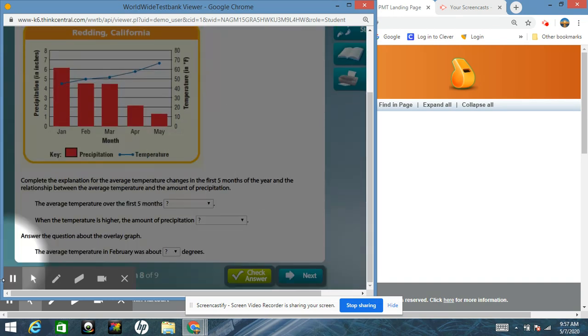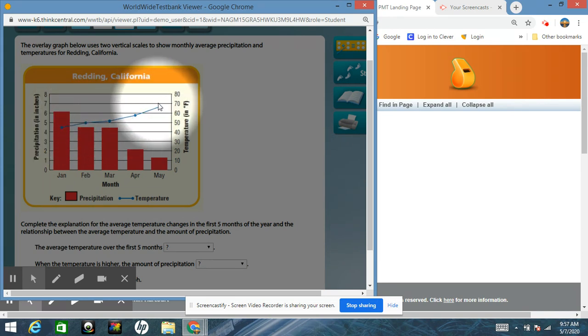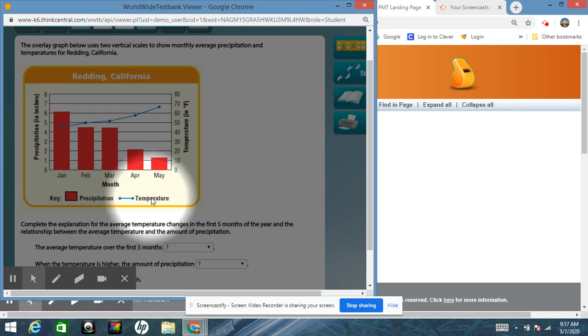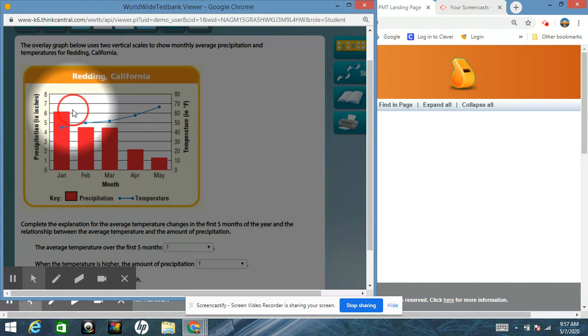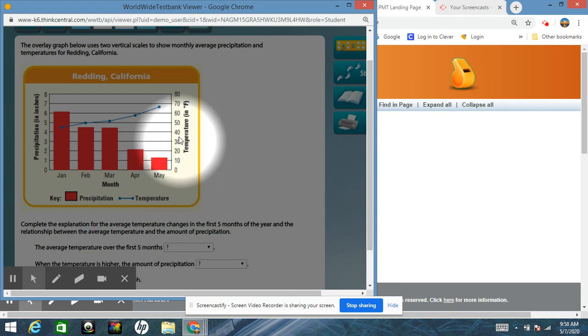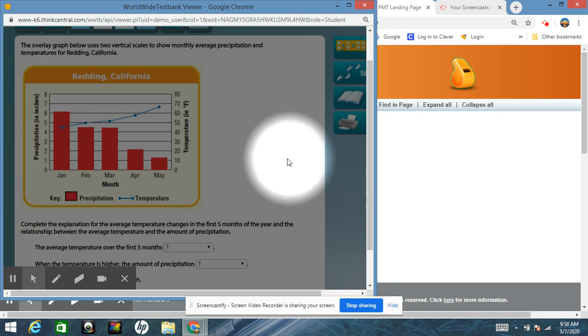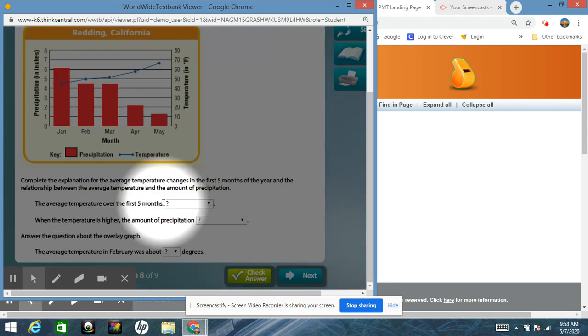Now, number 7 has 2 parts to it. You're going to have this blue line in your graph, which is the temperature, and our vertical graph here is precipitation. That means the rain. Here's temperature over here for that blue part. Precipitation, the red part, is over here, okay? Here are the months, January through May. So we have to complete this explanation.